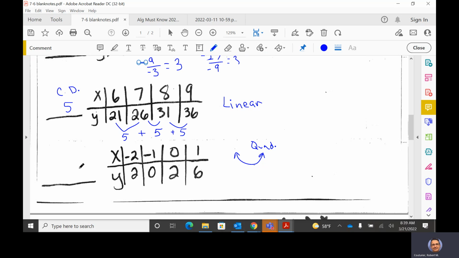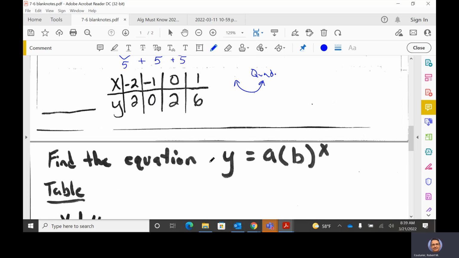Quadratic. And there is no constant change. The change is all over the place on this. You can't discern a constant rate of change from just looking at that. Okay, those are hints and tricks.